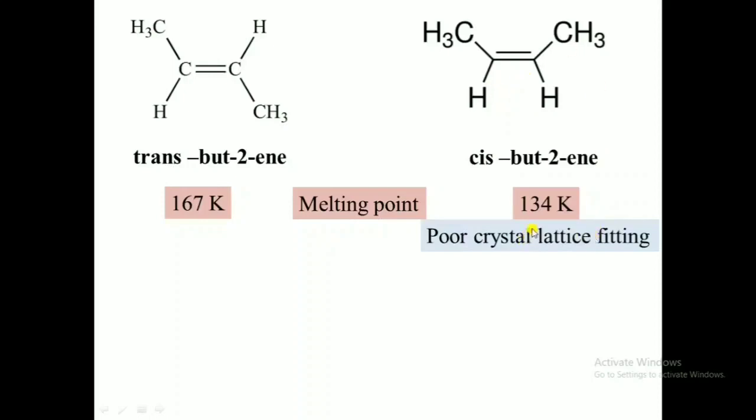I mean, easily means at the temperature of 134 Kelvin, whereas in trans butene, when it forms its crystals, the individual molecules are arranged or packed perfectly. That gives it more strength in its crystal form, and that needs more energy to go to the liquid form. So that's why the melting point of trans-butene is higher than cis-butene. In general, a trans isomer has a higher melting point than a cis isomer.